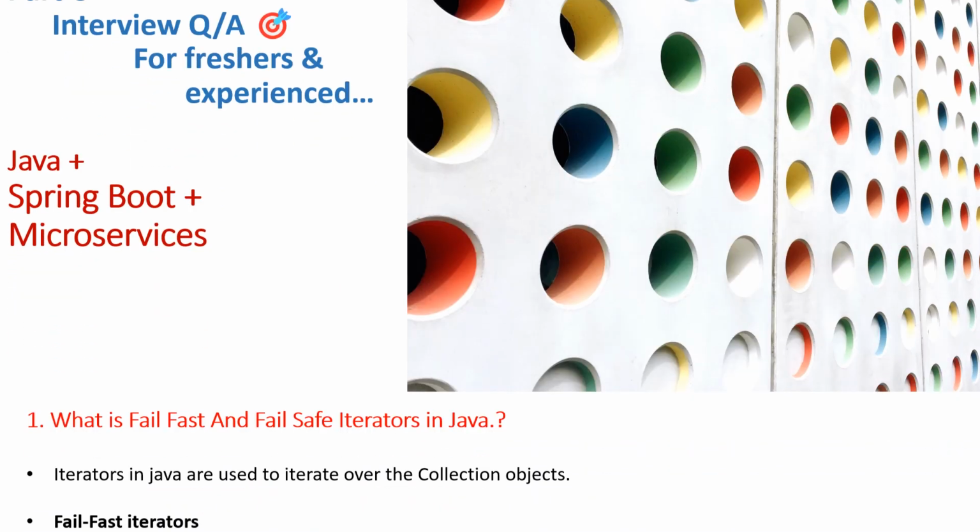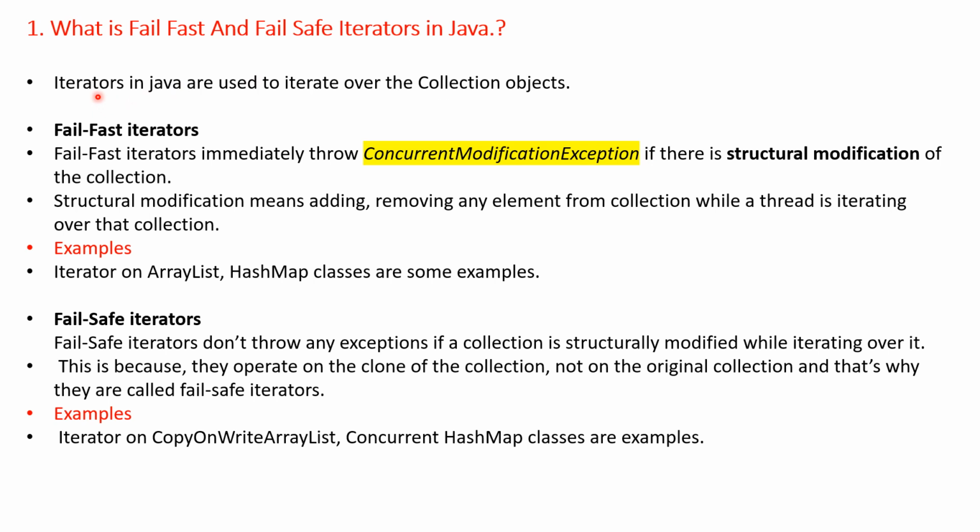Let's see the first question. So here the first question is related to Java. What are fail fast and fail safe iterators in Java? So basically iterators in Java we use to iterate over the collection objects, right? So what are these iterators?